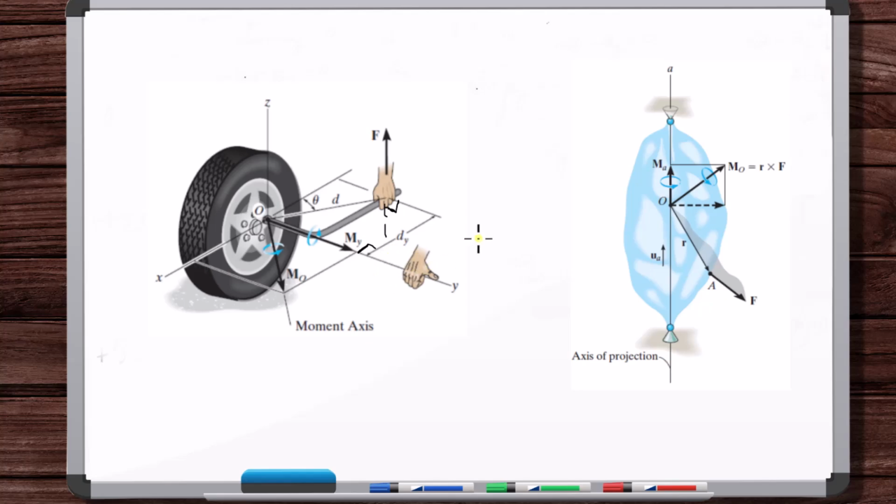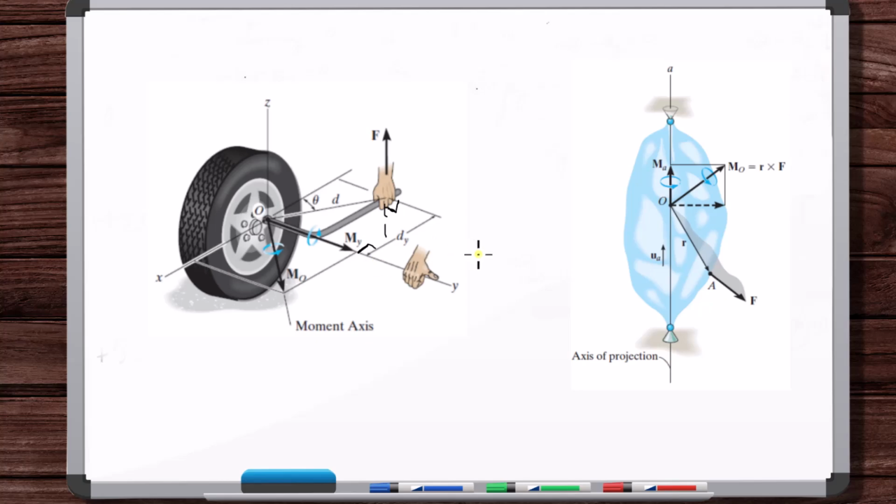I mentioned this before. Note that if the force line of action is parallel to the axis, the moment of the force about the axis is 0. If the force line of action intersects the axis of interest, the moment of the force about the axis is 0. So you see here they're not parallel and they don't intersect.